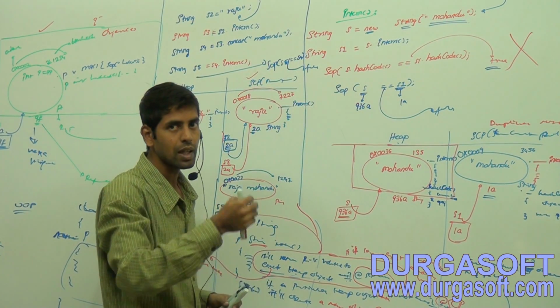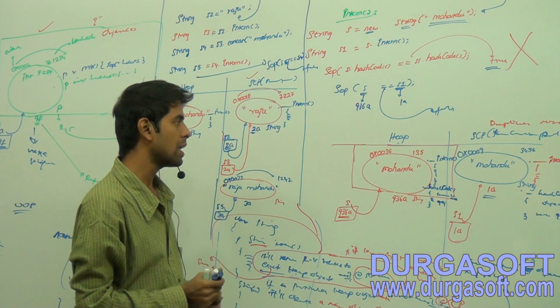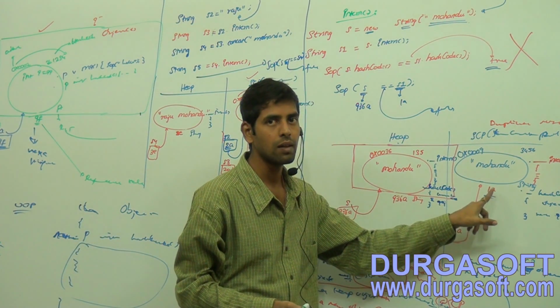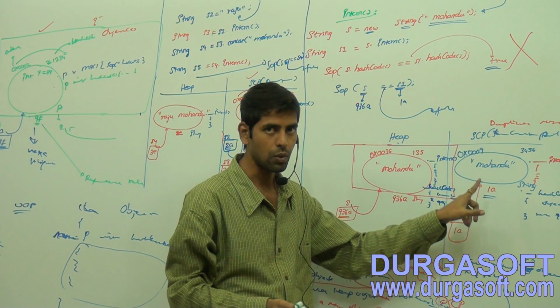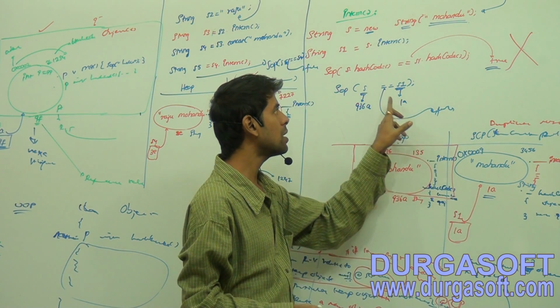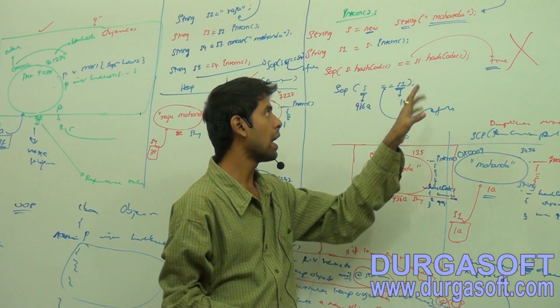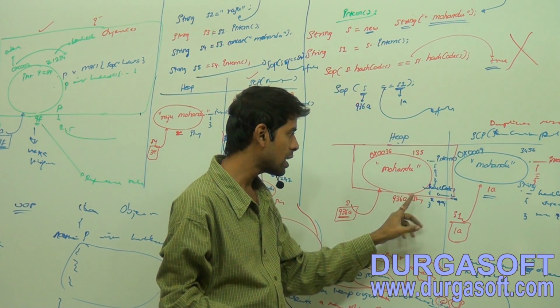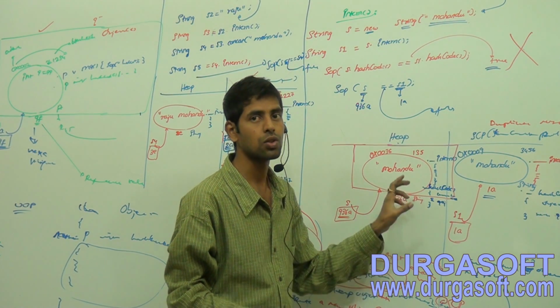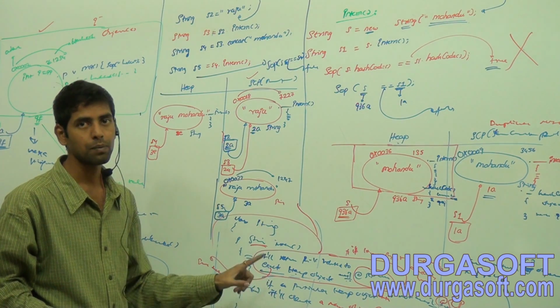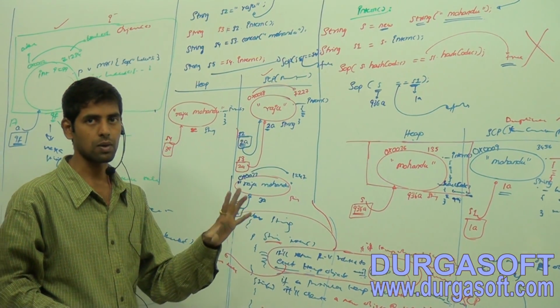Now how to check whether it is returning this object reference value only? We have to use the double equals operator, but don't use hash code. The hash code method is overridden in our String class, and also the equals method.